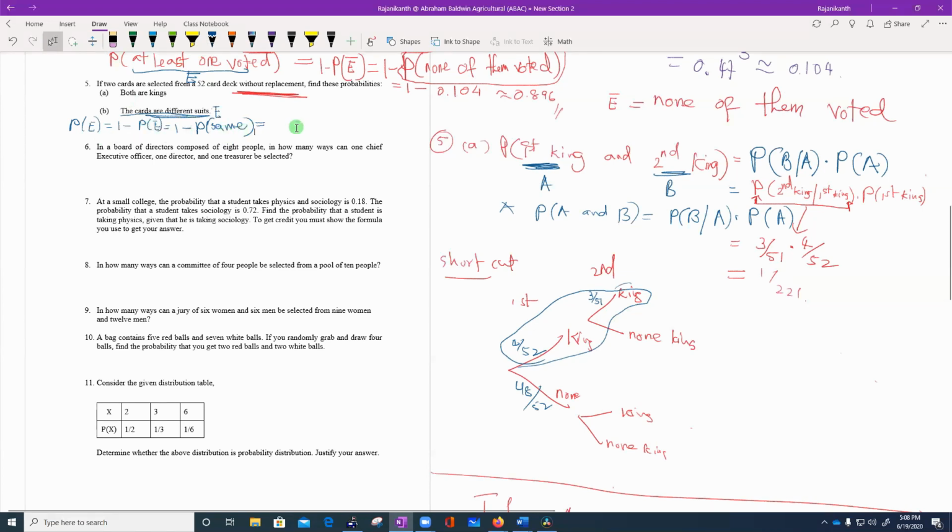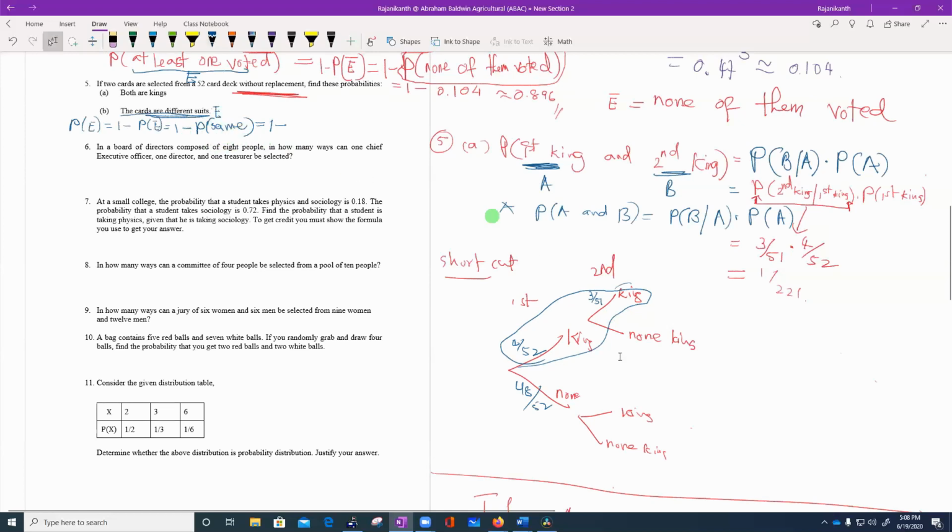Okay? Now you need to find the probability of same suits. What is the meaning of the probability of same suits? The cards will all have the same suit. That means if you choose 2 cards, maybe hearts, right? Or maybe clubs, maybe diamond, all the same suit, right? That's the meaning, right? Yeah.